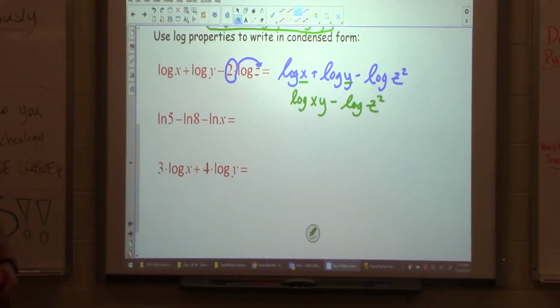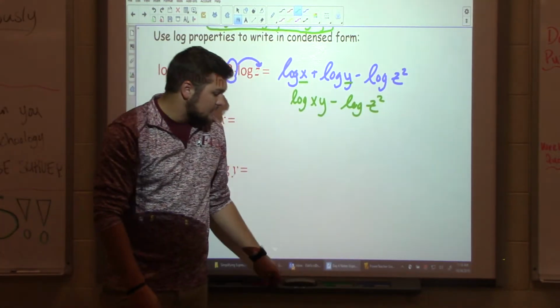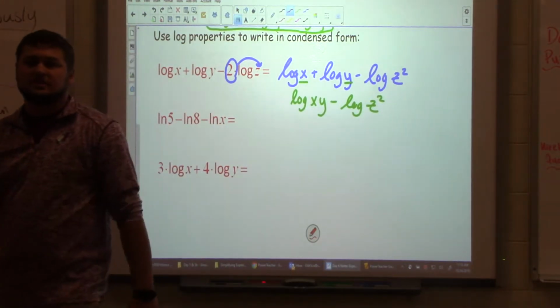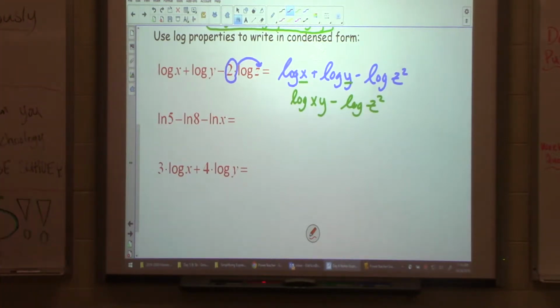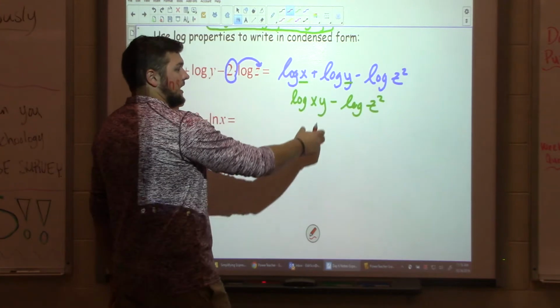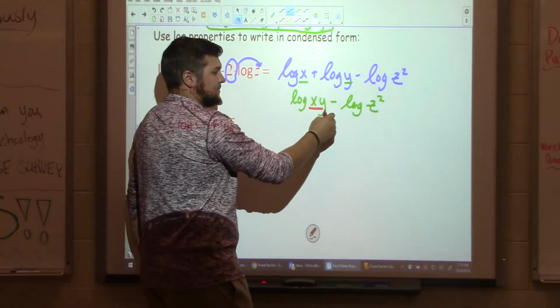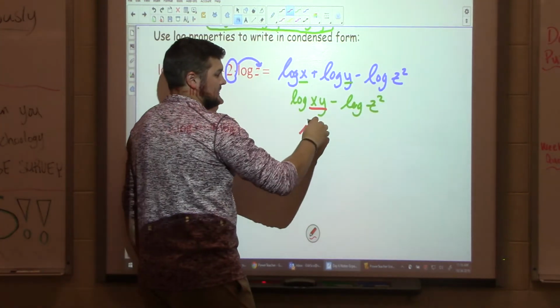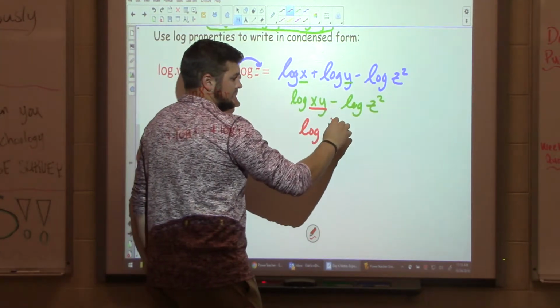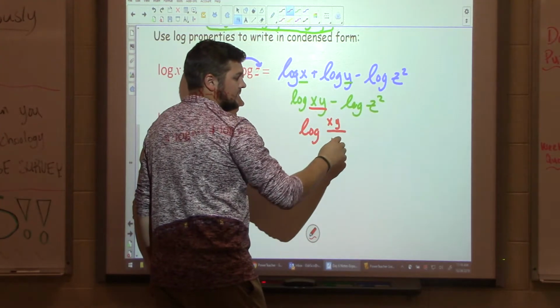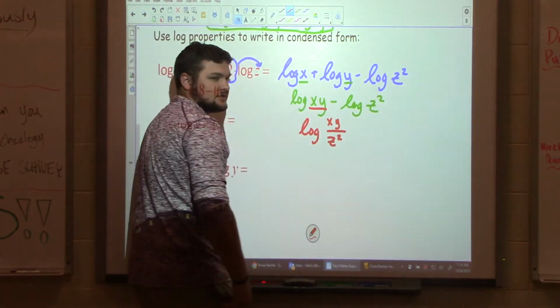Alright, then my next step, that's subtraction. What do you think subtraction is going to turn into? Division, right? Division turned into subtraction, so it's the same going the other way. My numerator will always be the first term, so this part will always be on top. Log of x times y divided by z squared.